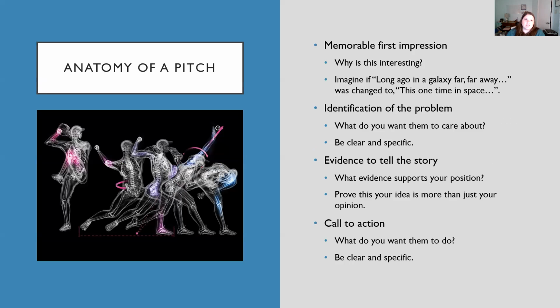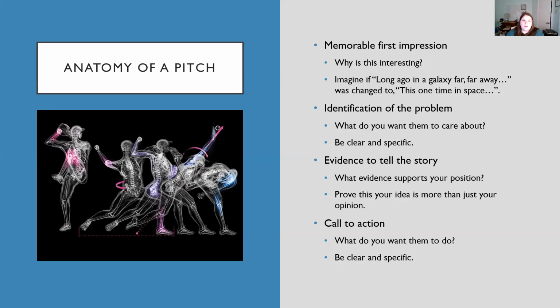So pitches are set up in a pretty linear way. It starts with a memorable first impression. So you need to let them know why this is interesting, period. So within your introduction to them, it's very important that you state what your position is, but then also think about a way to introduce the idea that's going to help them feel like they want to know more.